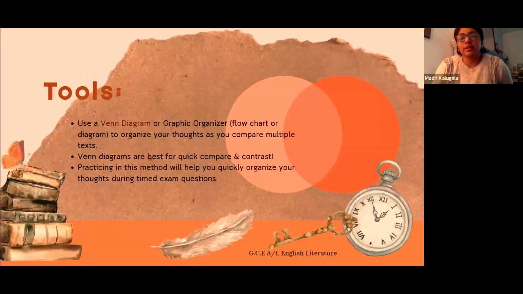Okay, so then this idea of the Venn diagram, which I mentioned: when you're practicing or doing practice questions, try to get into the idea of a Venn diagram or some sort of flow chart.